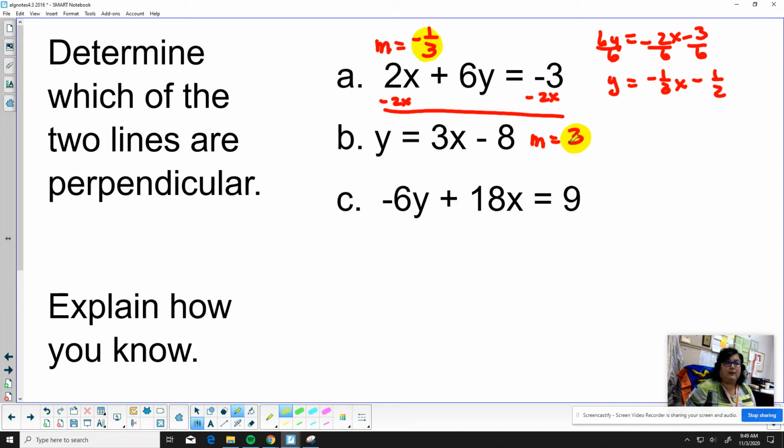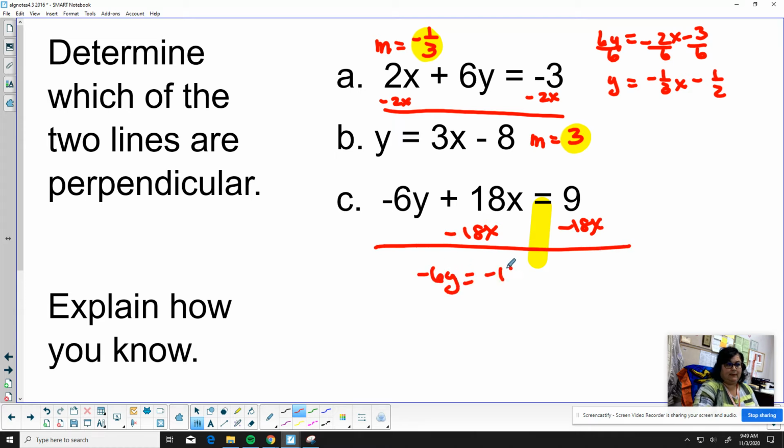So I've got a slope for A as negative 1/3 and a slope for B is 3. Well, those two are perpendicular. They're opposite sign reciprocals. Let's figure out C. So same thing, I want to move the x over. So I'm going to subtract 18x on both sides. And then I'm going to divide by negative 6. So that gives me y equals 3x minus 3/2. So my slope here is positive 3.